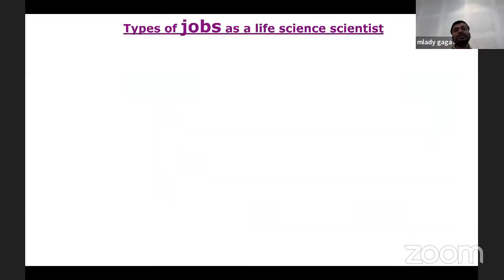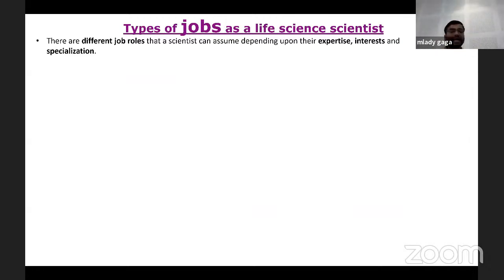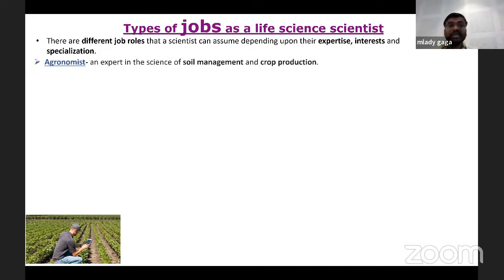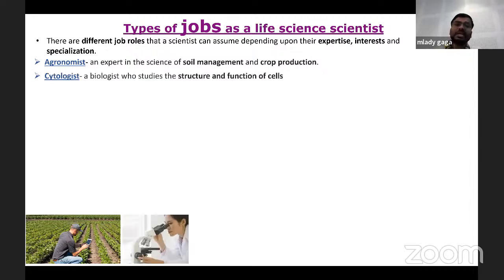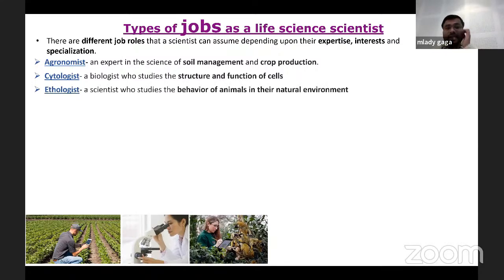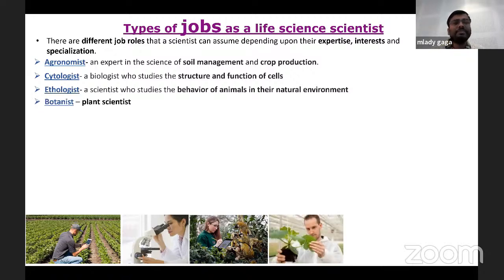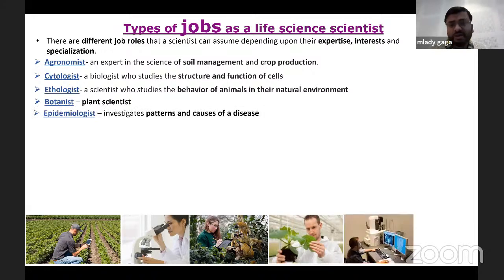So now, the types of jobs you can get as a life science scientist. There are different types of jobs, depending on the specialization you have. You can be an agronomist, as I said, working on crop production, soil management, and so on. You can be a cytologist, working on cell function and cell structure. You can be an ethologist, who works on the behavior of animals in the natural environment. Then you can be, of course, a botanist, who works on plant science, or an epidemiologist, studying the pattern and cause of diseases and how they work.